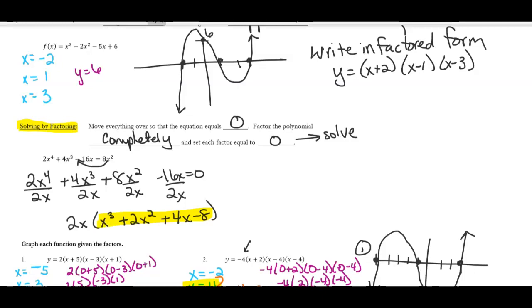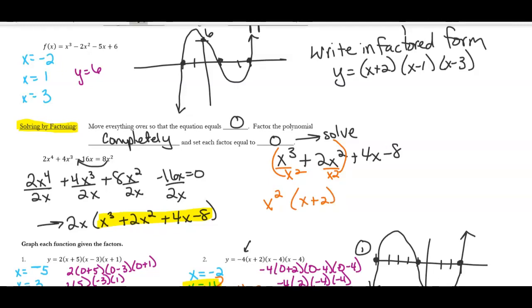So I'm going to take that and do my grouping method. So I'm going to do that up here. We'll come back to the 2x later. So x cubed plus 2x squared plus 4x minus 8. And remember, we group it. And so what can I take out of these two? And the thing I could take out of these two is an x squared. So I'm left with x squared times x plus 2.